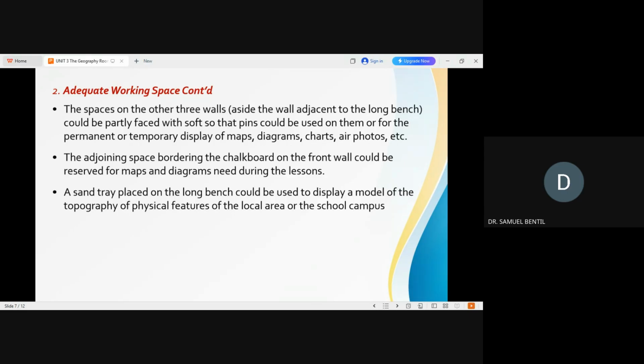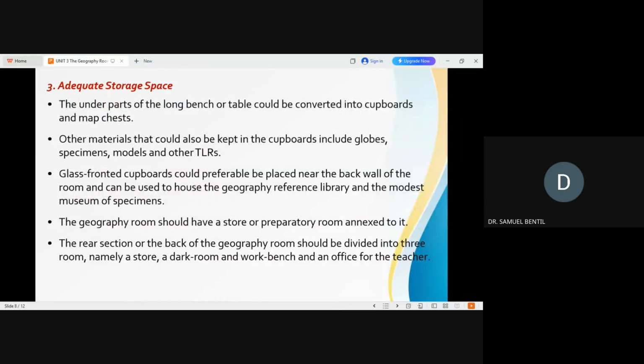Then a sand tray placed on the long bench could be used to display a model of the topography of the physical features of the local area or the school campus. So the sand tray is just a tool or equipment that is used by learners whenever they are making a model. So these things must be in the geography room so that it can help in model making and other practical activities as well.